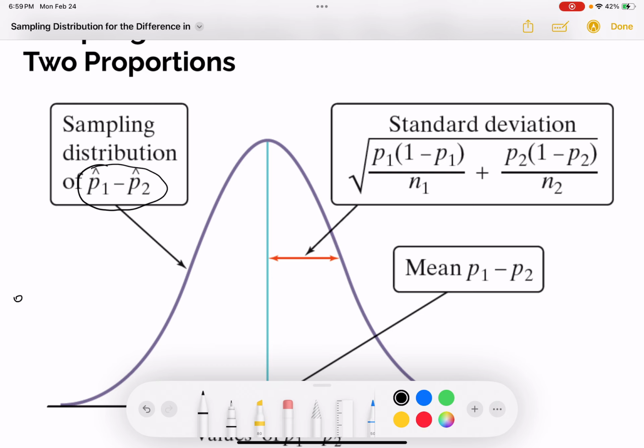We would do P hat 1 minus P hat 2, and then you would take that value and you would say plus or minus. And now we're going to create the margin of error.